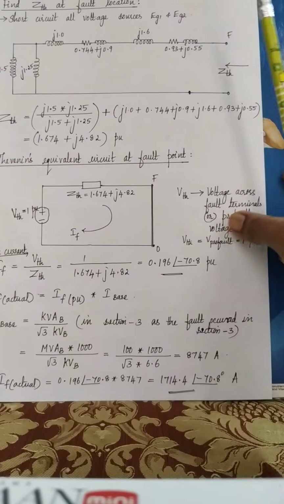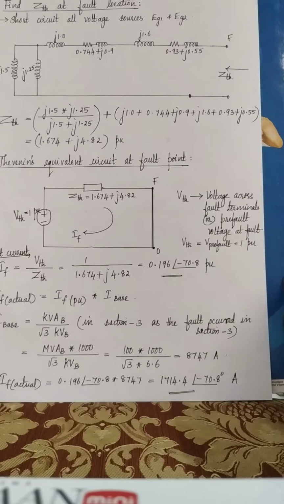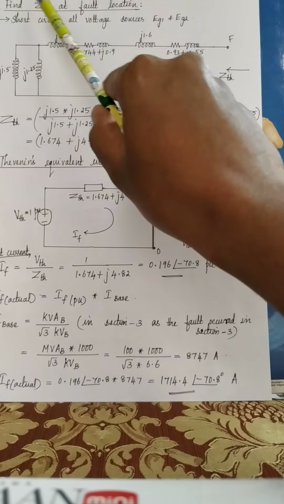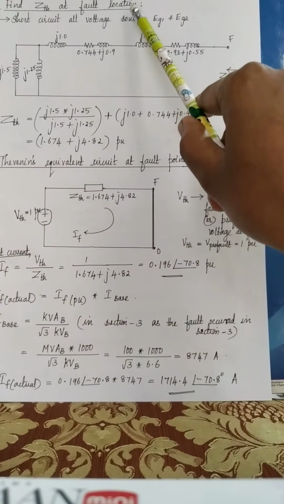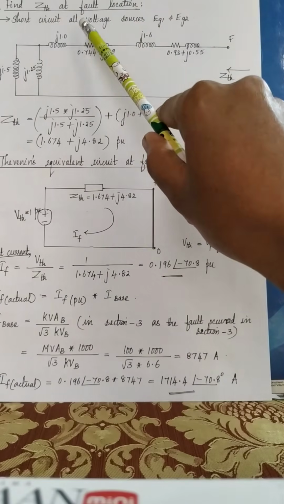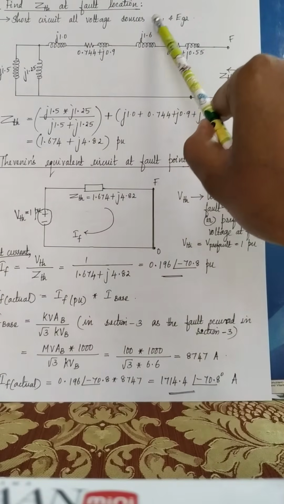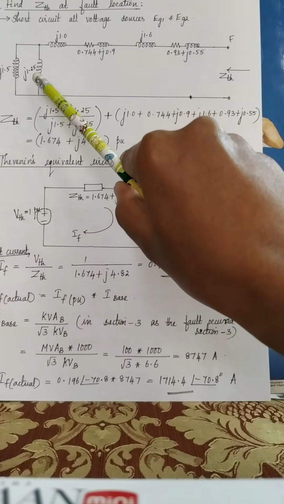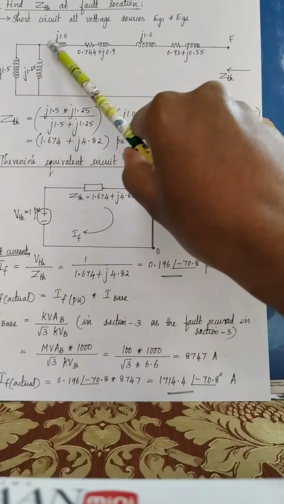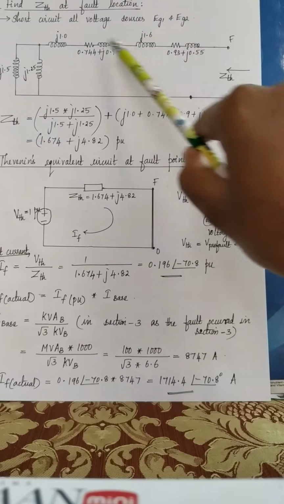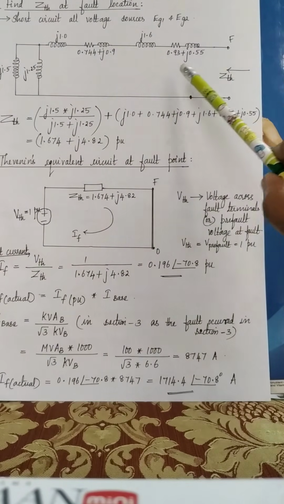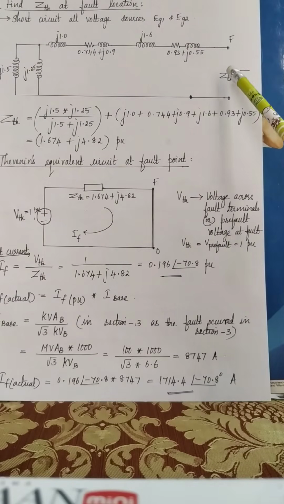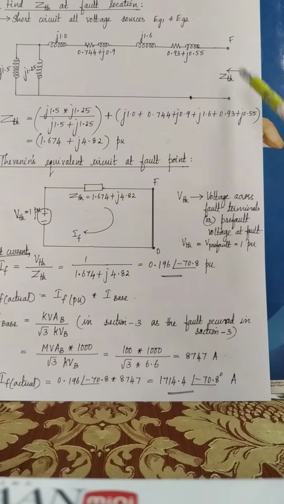So what is step 3? We have to find ZTH, the Thevenin impedance at the fault location. So what you have to do? You have to short circuit the voltage sources, which are EG1 and EG2. I have shorted them. By shorting the voltage sources, I have redrawn the reactance diagram with all the reactances and impedances. And what is ZTH? It is the looking back impedance from the fault point, at the fault point F0.